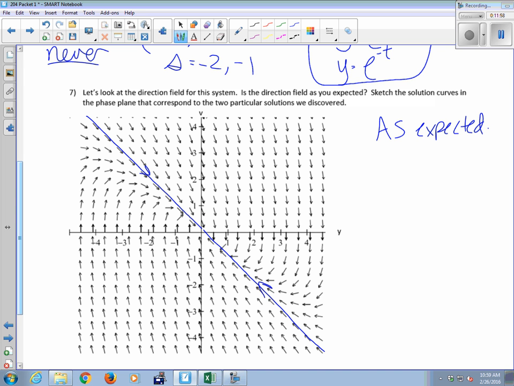Those two, I believe, are your... those are e to the negative t and e to the negative 2t. I think so.